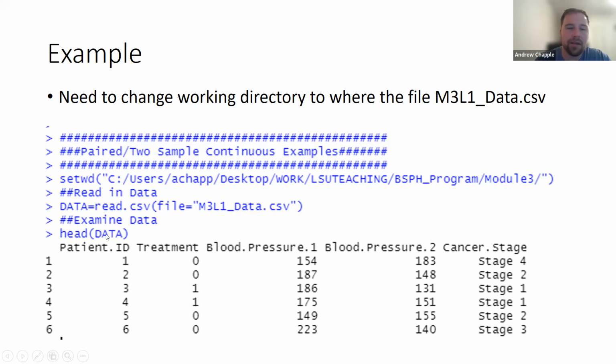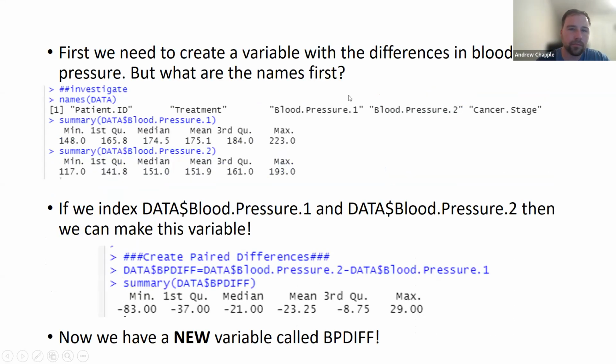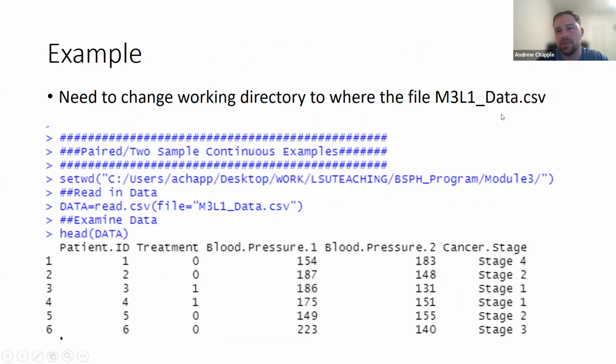So I'm going to look at my data, head of my data. This is my patient ID, treatment. You can see the periods in between blood.pressure.1, blood.pressure.2, and cancer.stage. First thing I want to do is create a variable with the differences in blood pressure. But what are the names here first? The names of the data are patient ID, treatment, blood pressure 1, blood pressure 2, and cancer stage. You can also see that on the header.